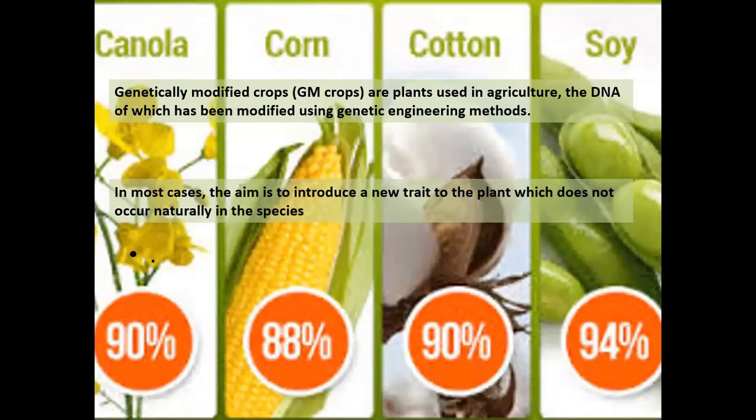Genetically modified crops are plants used in agriculture, the DNA of which has been modified using genetic engineering methods. In most cases, the aim is to introduce a new trait into the plant which doesn't occur naturally in the species. Why people want to genetically modify an organism is because of its ability to produce different variants into the environment or ecosystem.